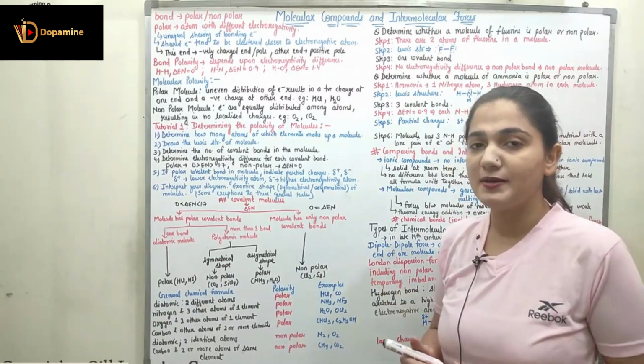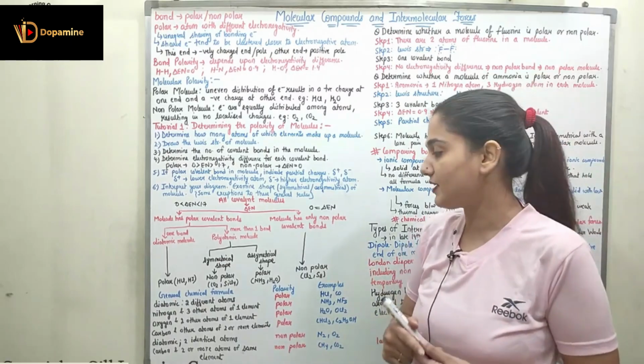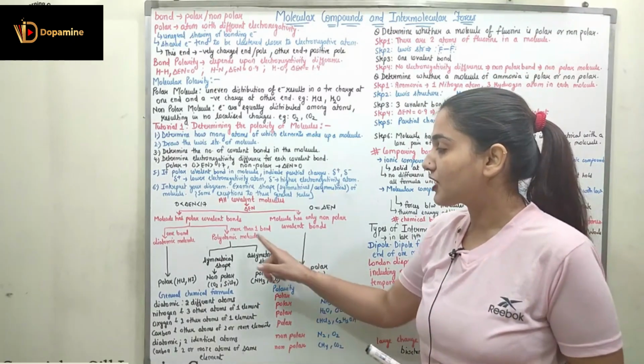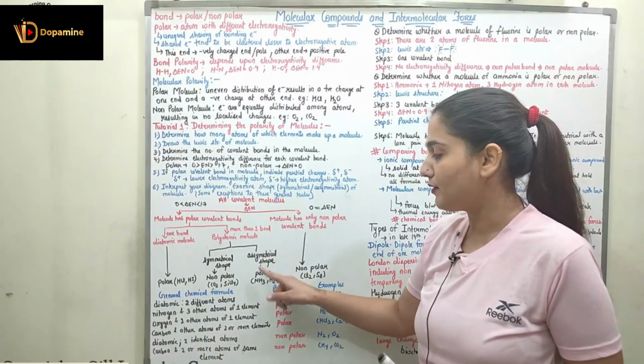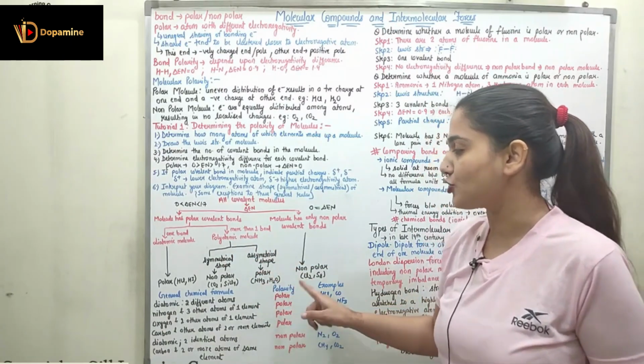Now coming to the asymmetrical shape. Whenever I have an asymmetrical shape in molecules which have polar covalent bonds, then this type of molecule will be polar, like NH3 and H2O.